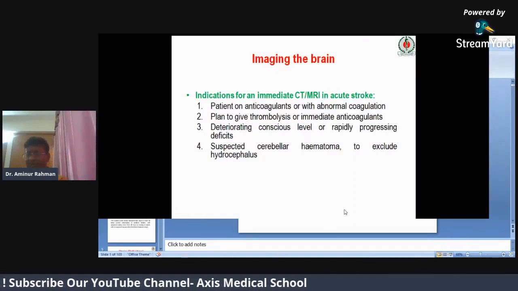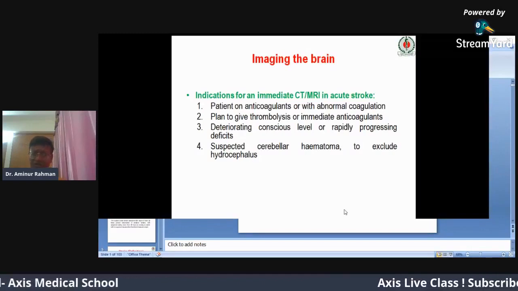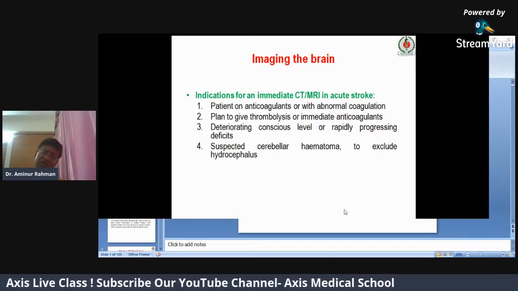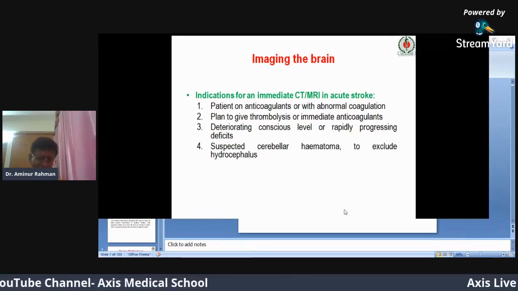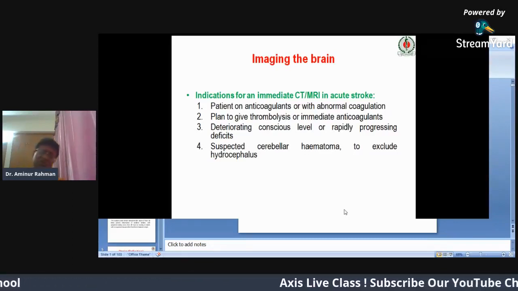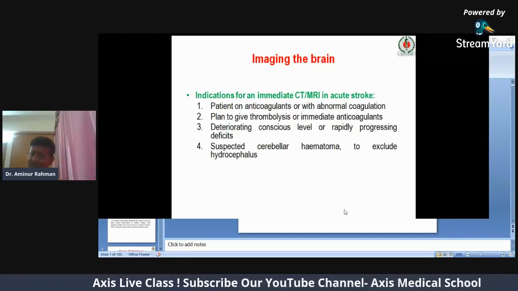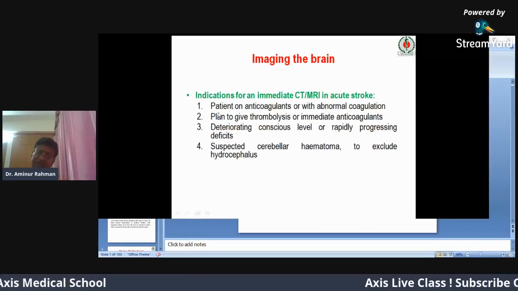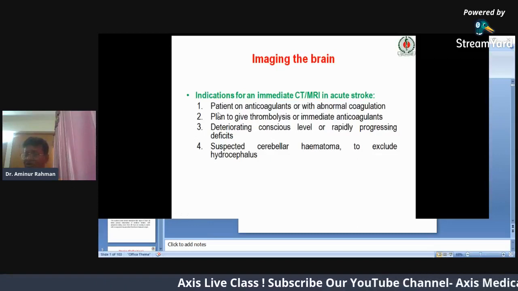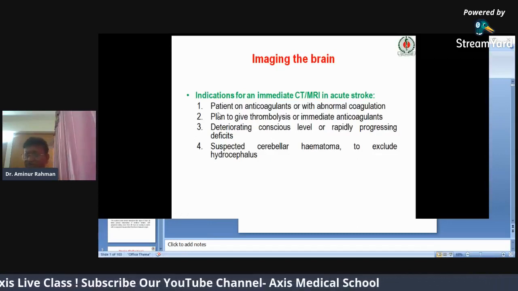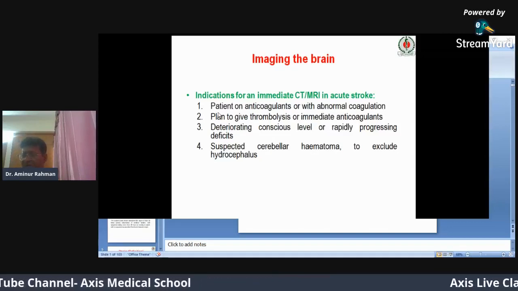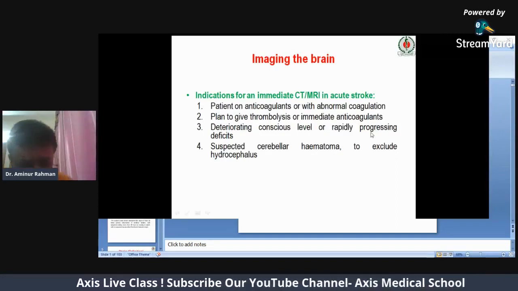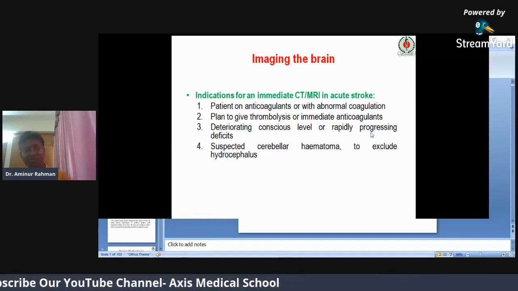What are the indications for immediate CT or MRI in acute stroke? Patient on anticoagulant or with abnormal coagulation, plan to do thrombolysis or immediate anticoagulation, deteriorating conscious level or rapidly progressing deficit, and suspected cerebral hematoma to exclude hydrocephalus. According to your textbook, Davidson, they have written the same: the patient on anticoagulant or with abnormal coagulation, plan for giving thrombolysis or immediate anticoagulation, deteriorating conscious level and rapidly progressing deficit, and suspected cerebral hematoma to exclude hydrocephalus.